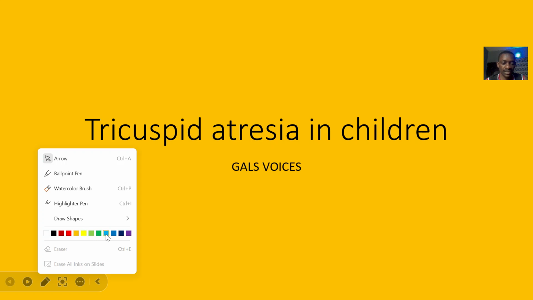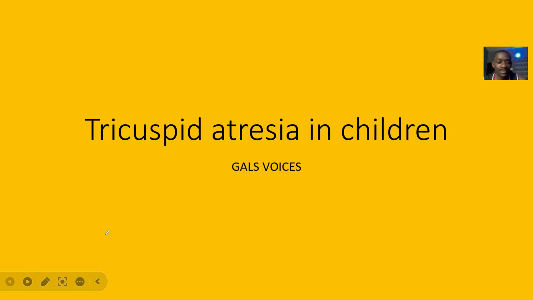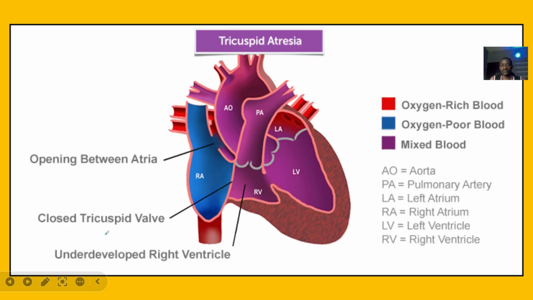Now for the next issue in the heart in children, which we'll be looking at, is tricuspid atresia. Tricuspid atresia in children. Do you understand? Like, what could be the effects of this? Okay. So tricuspid atresia.